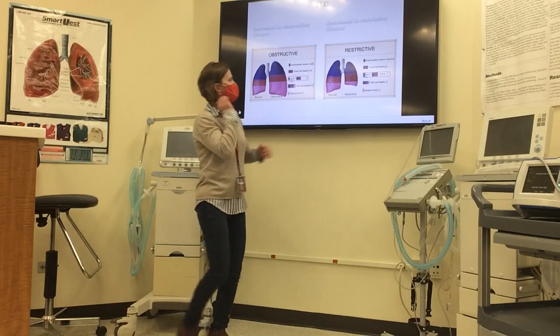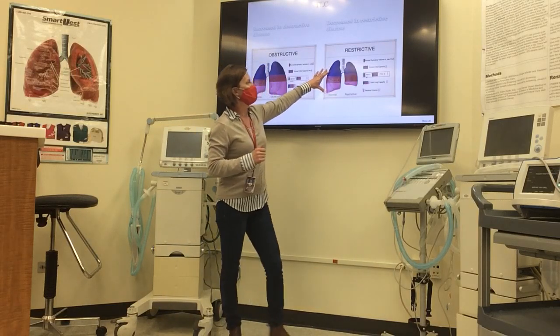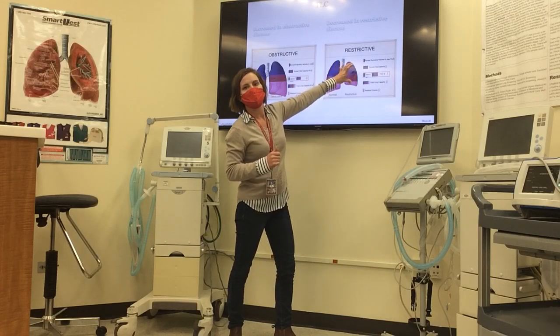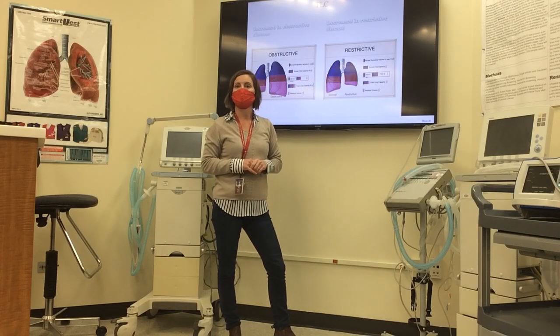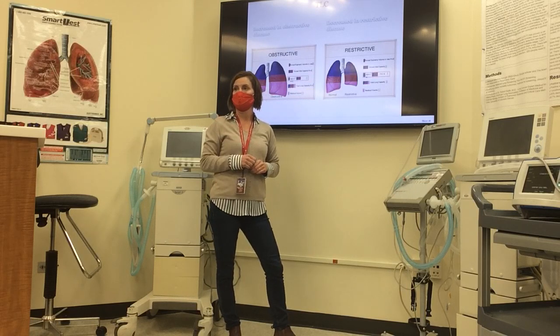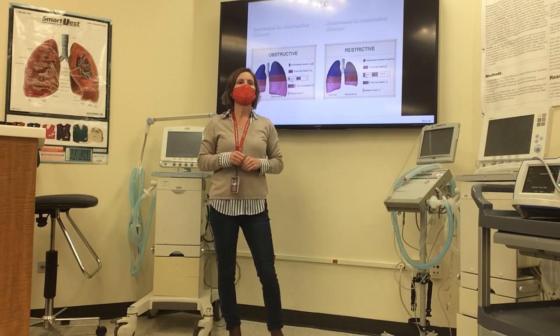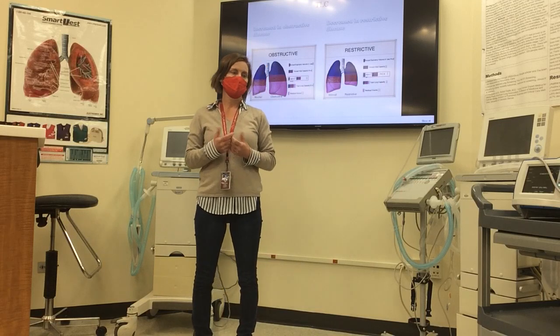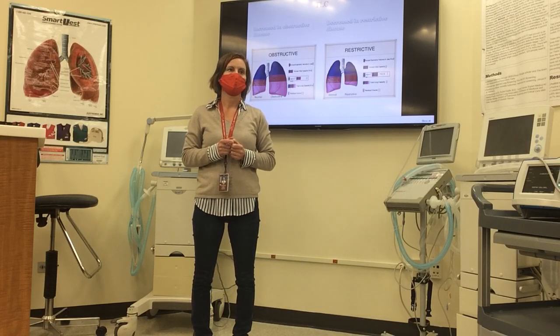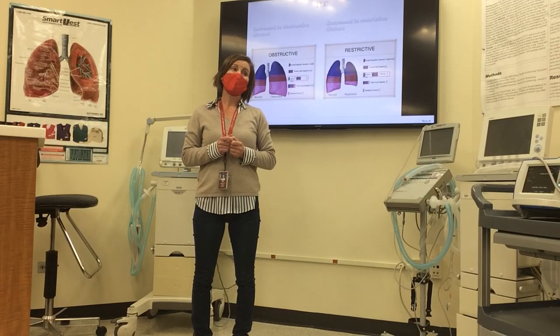Now let's contrast that. Here is a normal lung. Here is a restricted lung. What do you notice about the restricted lung? Small. It's a lot smaller, okay? So can somebody give me an example of a restricted lung? Asthma. Asthma is actually an obstructed lung, okay?